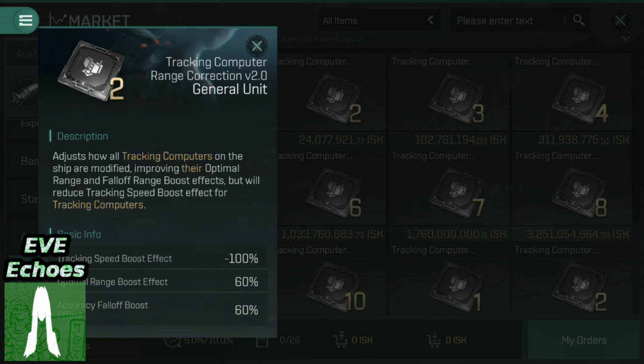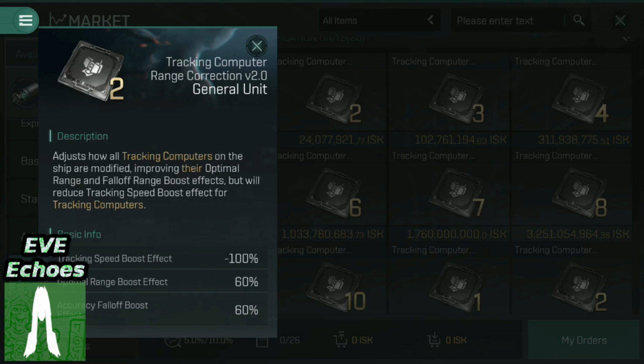Conversely, if you're brawling with very small, fast-moving targets, that range bonus will be useless to you, and you'll surely miss that tracking boost that you were getting before. Hell, you'd probably wish that the general unit's attributes were flipped the other way around in that case. And, well, yeah, that's also kind of a thing.